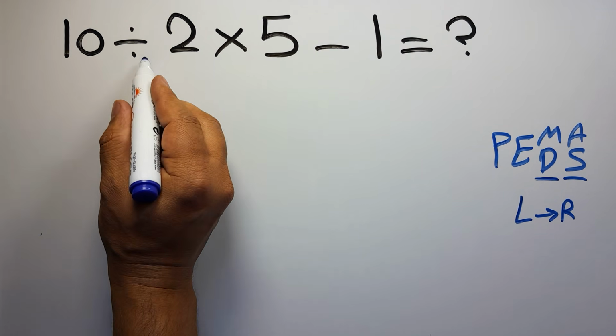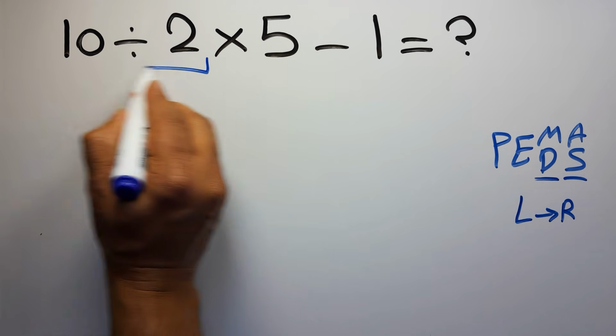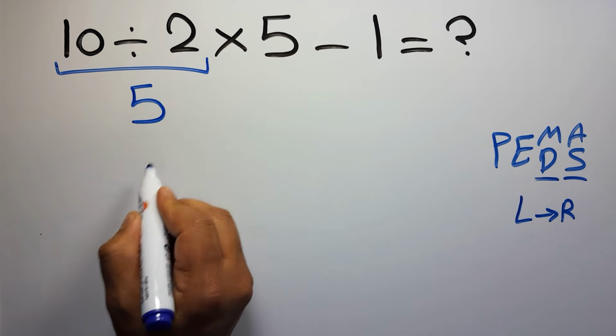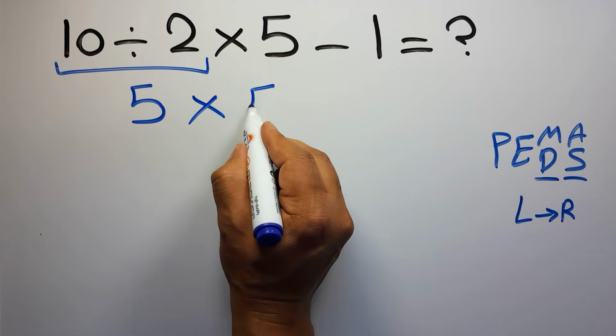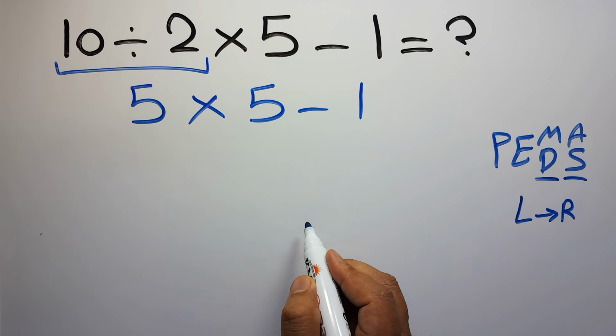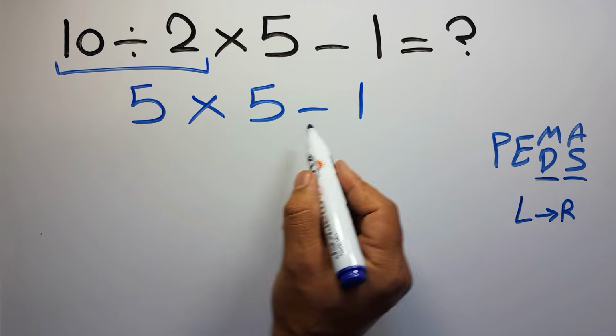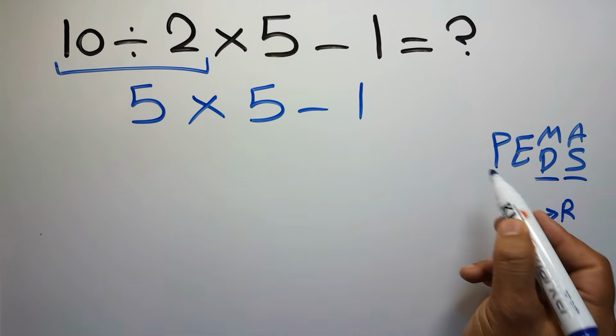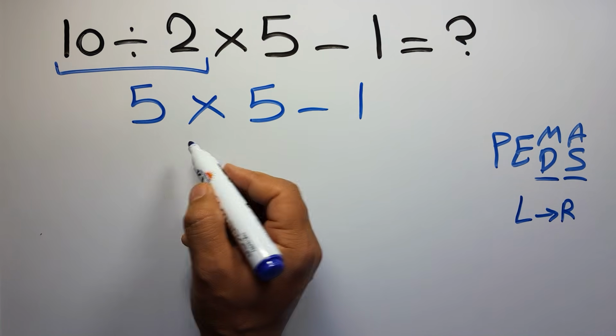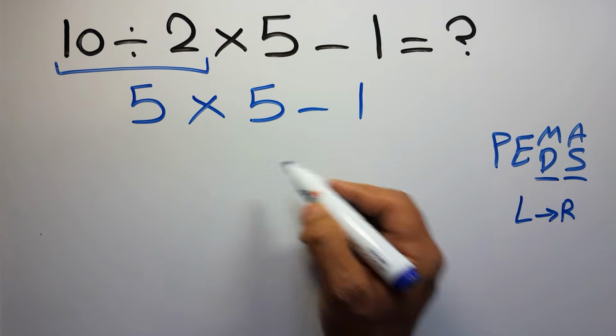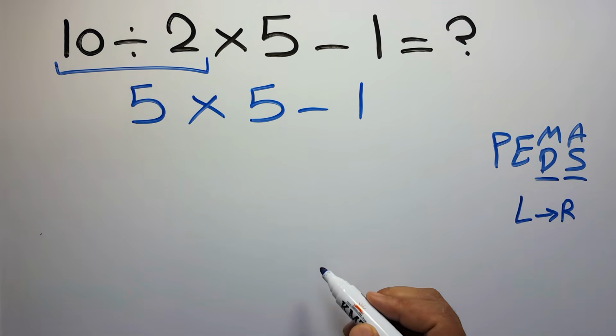So first we have to do this division. 10 divided by 2 gives us 5. So we have 5 times 5 minus 1. Now we have one multiplication and one subtraction. According to PEMDAS, multiplication has higher priority than subtraction because multiplication comes before subtraction.